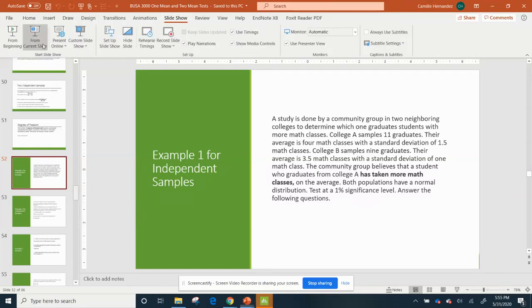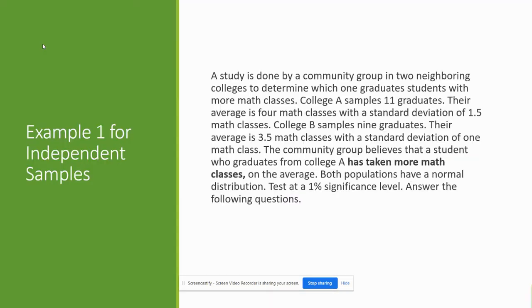Alright, so let's do our first example for independent samples. A study is done by a community group in 2 neighboring colleges to determine which graduates students with more math classes. College A samples 11 graduates. Their average for math courses is 4 with a standard deviation of 1.5. College B samples 9 graduates, and their average is 3.5 math classes with a standard deviation of 1 math class. The community believes that a student who graduates from College A takes more math classes on average. Both populations have a normal distribution. Test at the 1% level of significance and answer the following questions.